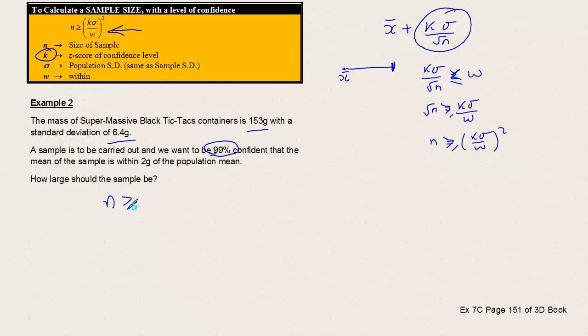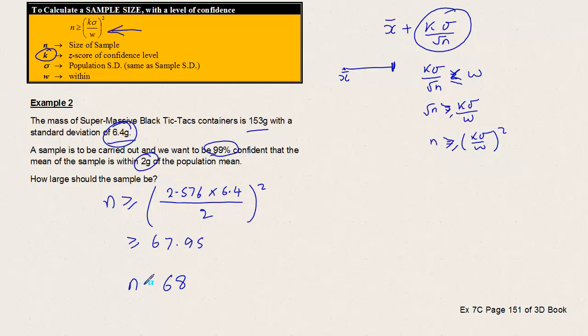So n is greater than or equal to, and the correct k value for 99%, which we can find from the calculator, is 2.576. Times that by 6.4, which is the standard deviation, and divide by the width that we want, which is 2, and square it. So n is greater than or equal to, if we calculate that, 67.95, and we'd have to round up, so n needs to be 68.